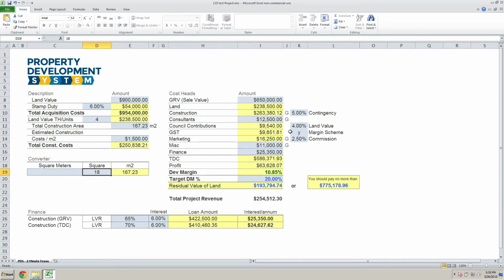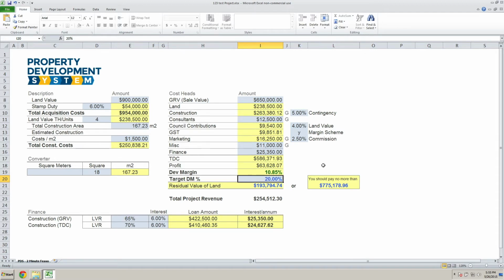And I'll cover what the G stands for, and how the GST is calculated, in a second. But understand this, that you're making 63,000 per townhouse. So your total project revenue is 254,512 cents. Now you've got a target development margin.